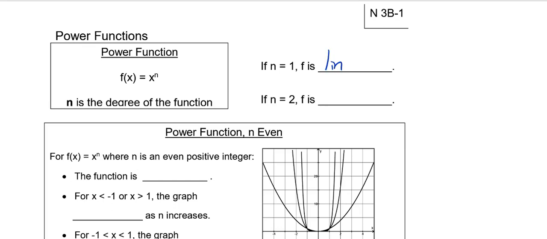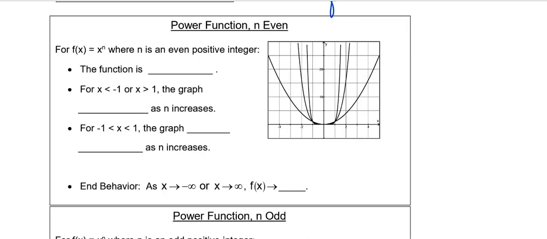This is our power functions. If n equals 1, the function is linear. If n equals 2, the function will be quadratic. Power functions are even if our n is an even positive integer. If x is less than negative 1 or greater than 1, the graph will get steeper as n increases.